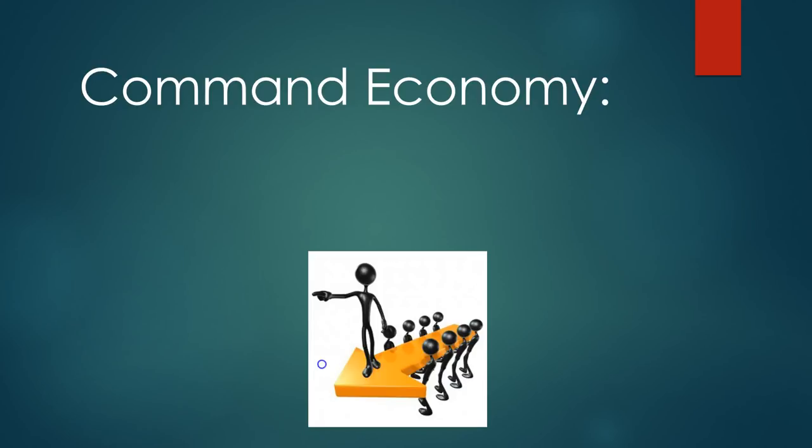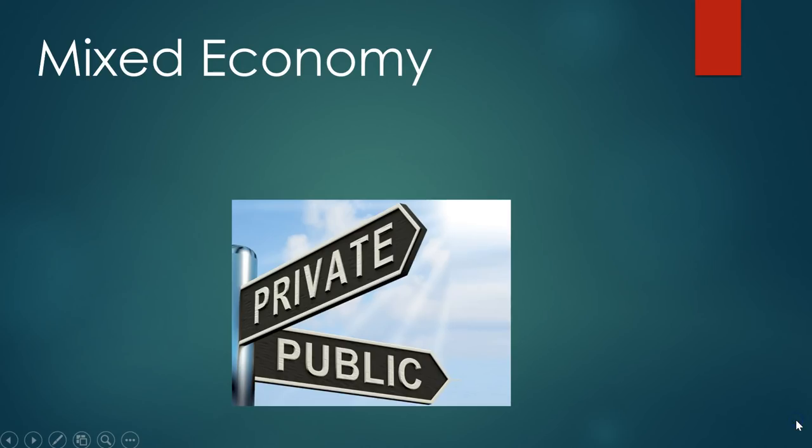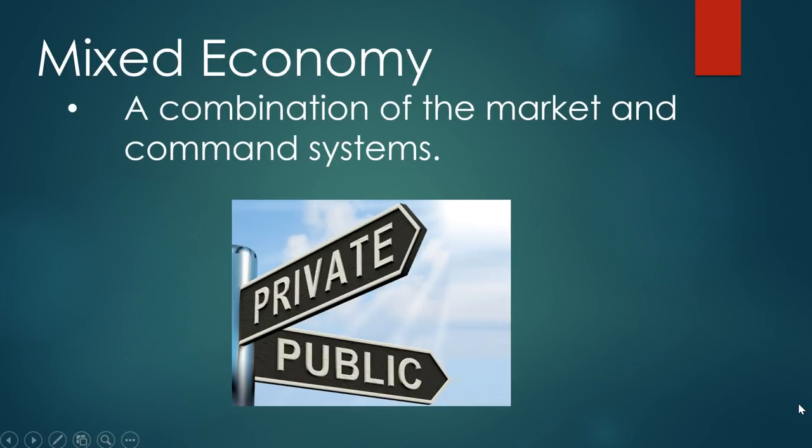In the command economy, that is a system in which a central authority, usually the government, controls economic activities. And so we're going to take a look at some of those examples of command economies. And then in a mixed economy, you have what you would think. It's a combination of the market and command systems. Most of the economies around the world operate within the mixed economy, including our economy in the United States.